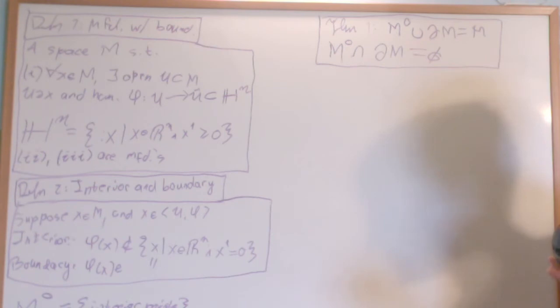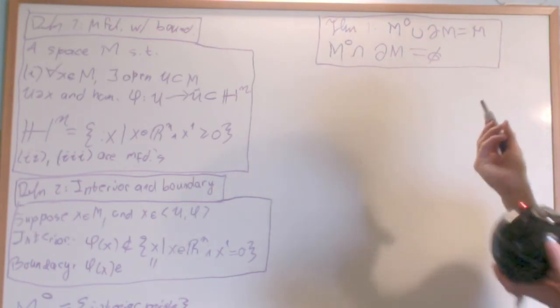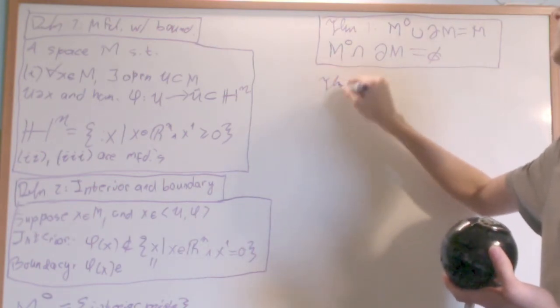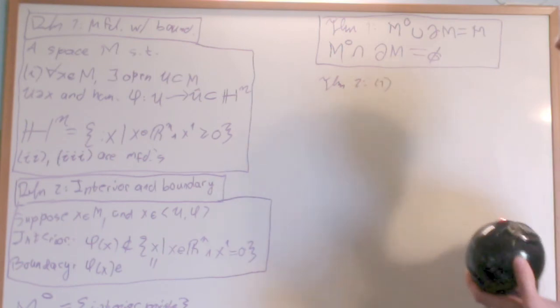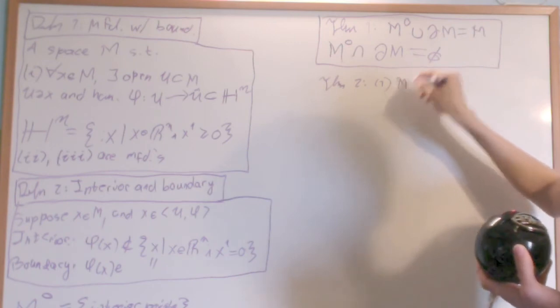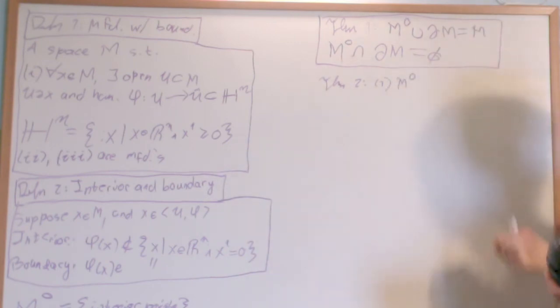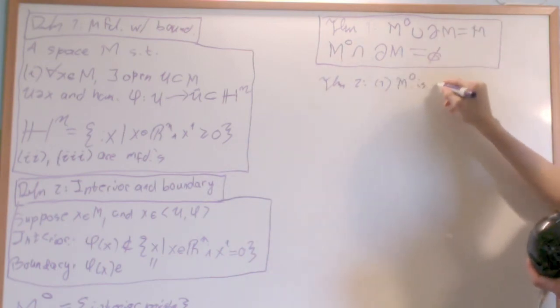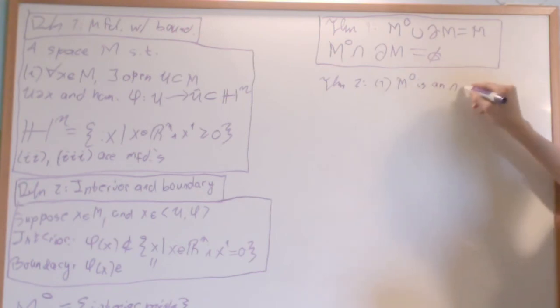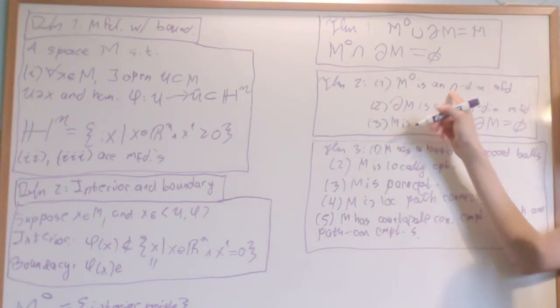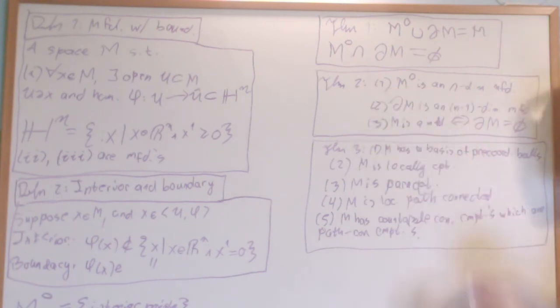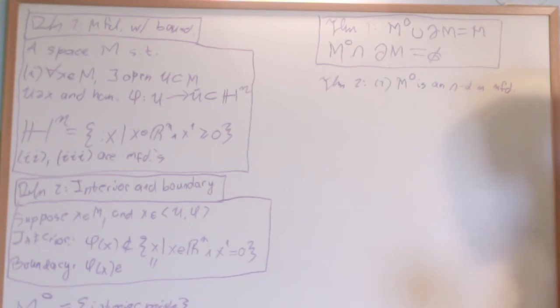Okay, what are the properties of manifolds with boundaries? You'd imagine that they'd have some pretty interesting properties. Well, here's a theorem. Theorem 2 has 3 parts. Part 1 is that M with the interior of M is an n-dimensional manifold. Here, of course, n is the dimension of M. So it's an n-dimensional manifold without boundary.